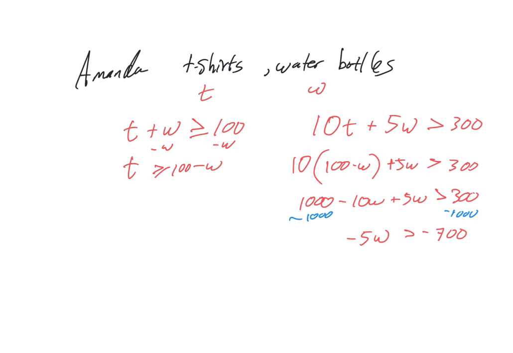Divide both sides by negative 5. And when you divide or multiply by negatives, the sign changes, and that would be 140. So it needs to sell water bottles less than 140. If I go back to the other equation, I have T greater than or equal to 100 minus the 140. So T must be greater than or equal to negative 40.